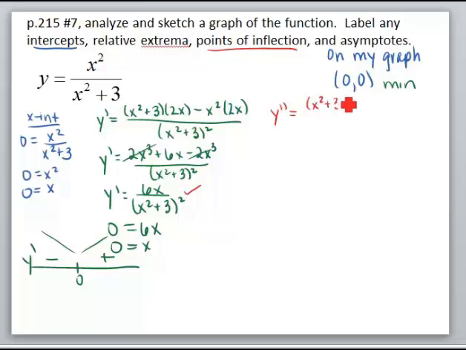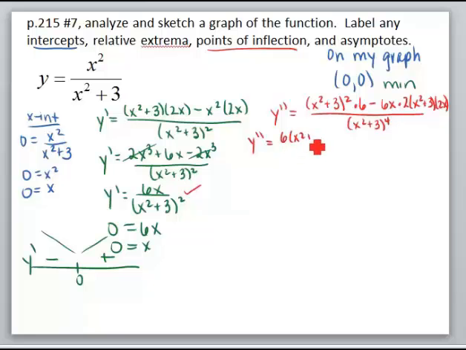Bottom times the derivative of the top minus the top times the derivative of the bottom. And I need another 2x in there, barely squeeze that in, all over bottom squared, so that now means it's to the 4th power. So what that ends up giving me is I have the 6 times (x squared plus 3) squared, minus, I have 6 times 2, which is 24x, and I have an (x squared plus 3).